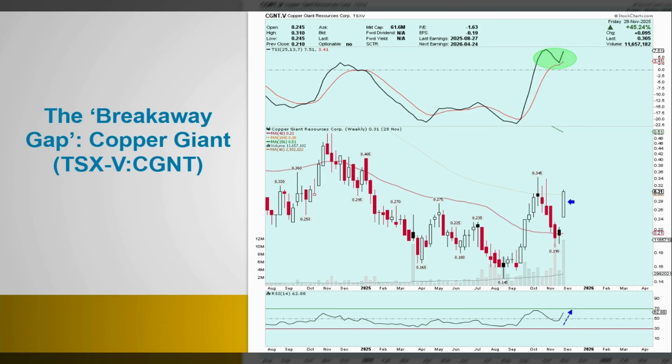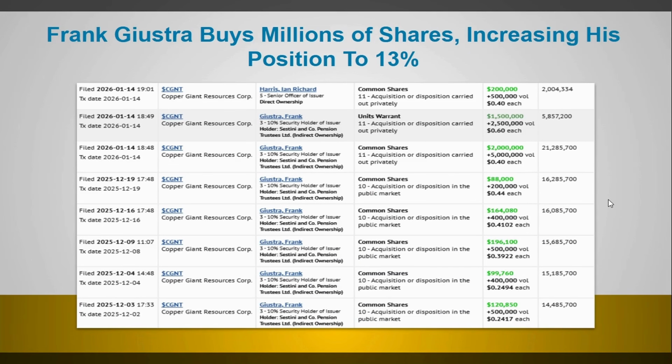So Copper Giant was a breakaway gap at the end of November. Look at that gap higher on a Monday morning, and then it closed basically at the high of the week. This was a very powerful week for Copper Giant, right? It literally jumps from about 21 cents to 31 cents. And what's going on?